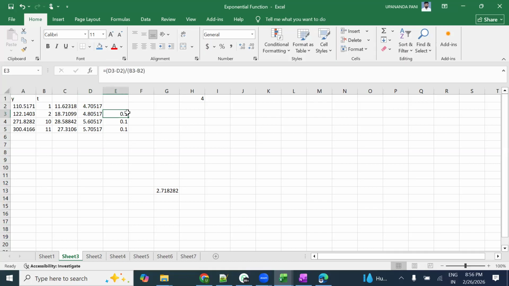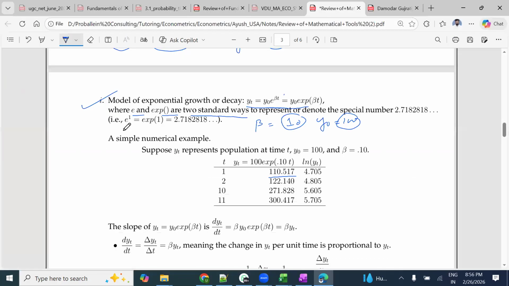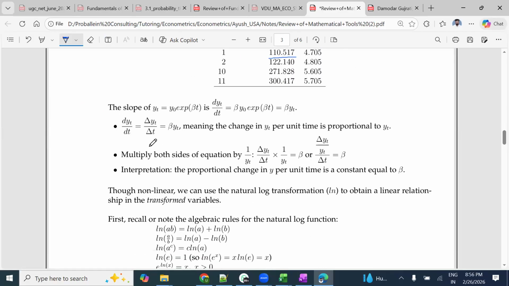But the moment I convert into a linear function, you just see. Here also I did the same thing: D3 minus D2, B3 minus B2. Once I convert into a linear function by taking the logarithmic value, my slope is getting constant. Is it clear, Bhakti? Yes, sir. So that proof is given over here.